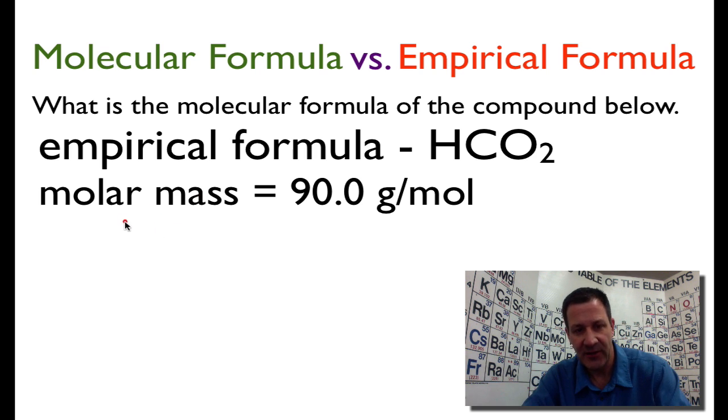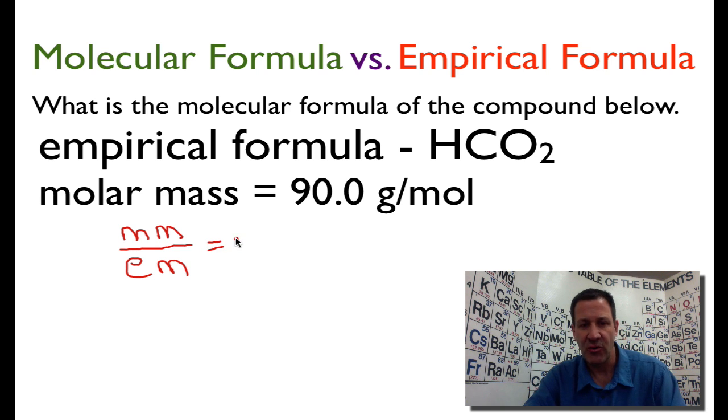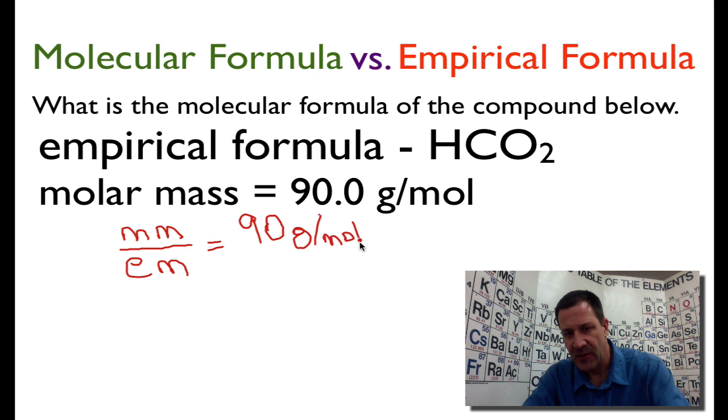So I'm going to write down here M for molar mass, that's the molar mass of the molecular formula, and I'm going to compare that to the mass for the empirical formula. So I'm going to write down empirical mass. That's how I'm going to abbreviate that. Okay, and then we can see the ratio of those two. So we know that the molar mass is 90. That's what we've been given. And we need to figure out what the mass is of the empirical formula.